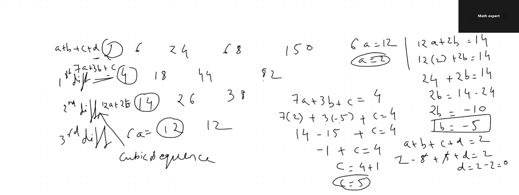So what's your nth term over here? Tn is equal to an cube plus bn square plus cn plus d. So a is 2n cube. Then b is minus 5n square. And then C is again plus 5n and D is 0, so you need not write it. Hope this is clear.